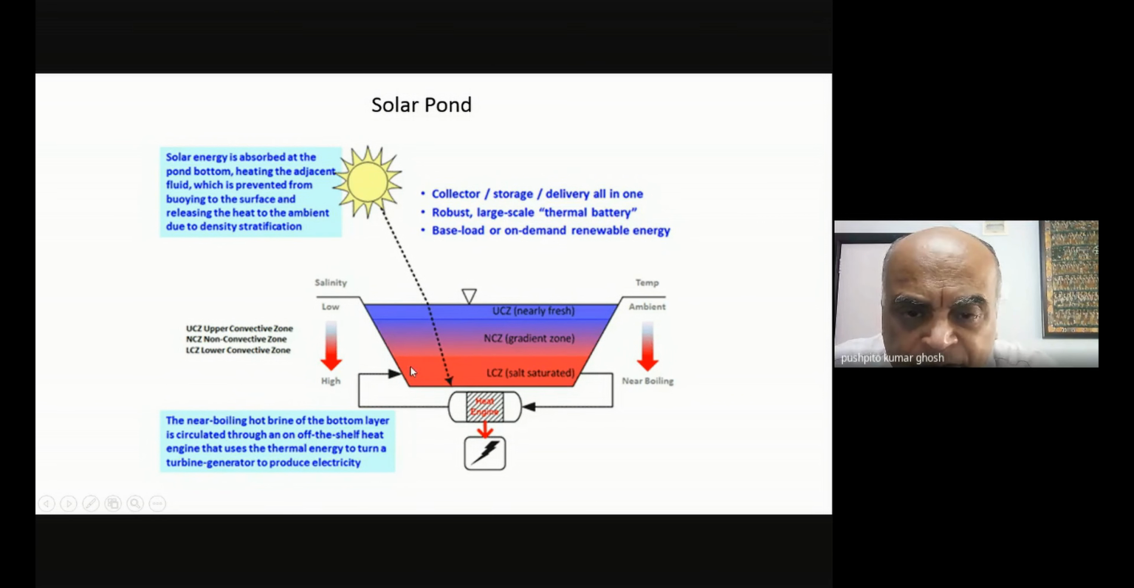Okay. Now what happens is, because this surface is painted black, the sun's radiation penetrates and reaches all the way to the bottom, and it gets absorbed here because it is black. Okay? And it heats up the liquid which is in contact with it, right? Now what happens is that, because it is at a much higher density, even though it has got a lot of thermal energy, at a temperature of something like 70, 80, 90 degrees centigrade.